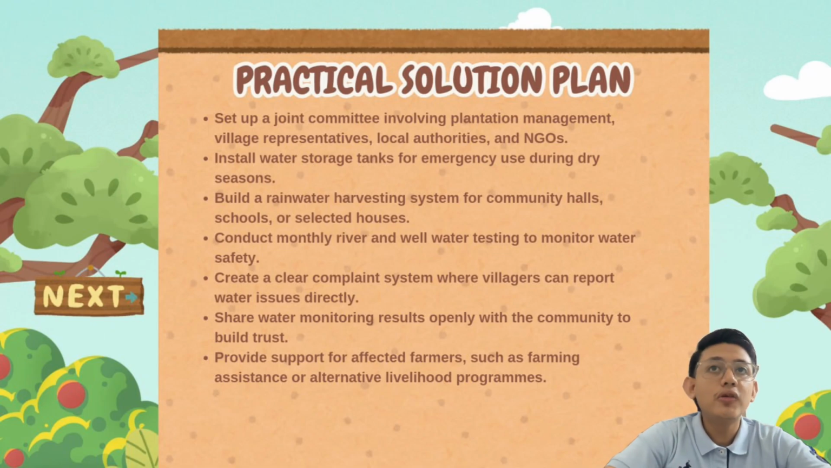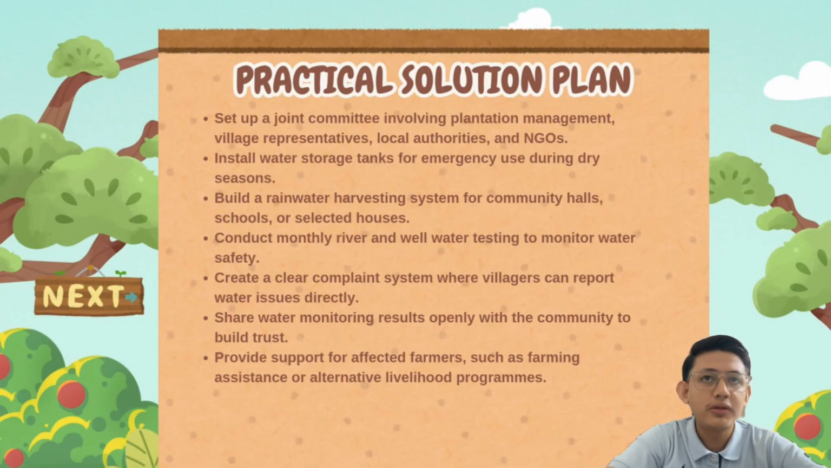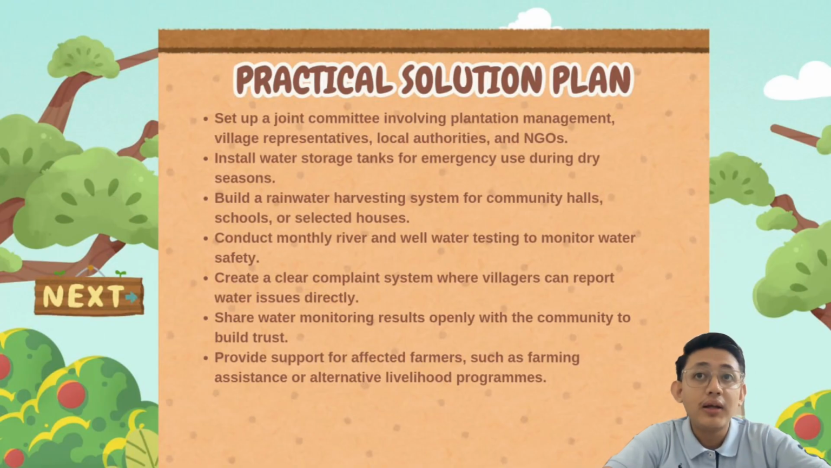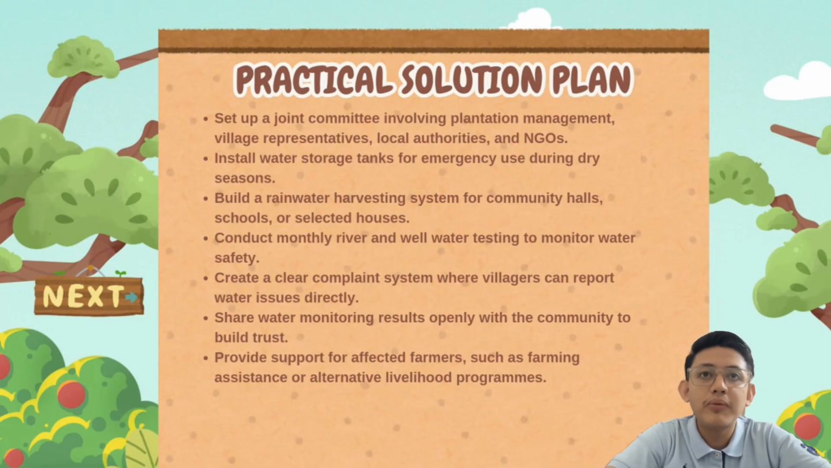For the practical solution plan, to make the case study more realistic, the plantation company can introduce a community water management plan. This plan focuses on solving the water shortage issue through cooperation between the company, local community and local authorities. For the main actions, number 1, set up a joint committee involving plantation management, village representatives, local authorities and NGOs. Number 2, install water storage tanks for emergency use during dry season. Number 3, build a rainwater harvesting system for community hall, school or selected houses.